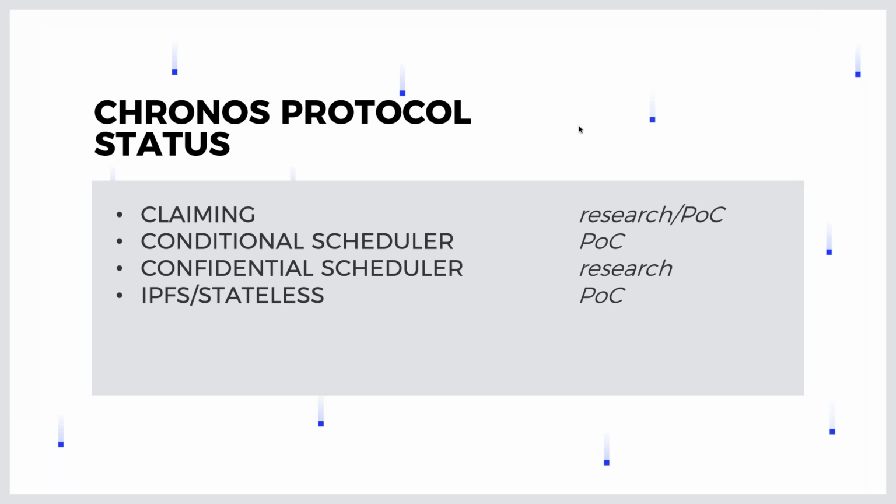Confidential transactions, or confidential scheduling, is still in the research department, and this is a really important and exciting feature that we are planning to bring at some point. It's definitely tough and has a lot of issues with the current state of the network tooling and in general zk-SNARKs. The last thing is the IPFS/stateless implementation proof of concept available on our GitHub. You can check what we have and how we improve on the scheduling protocol.